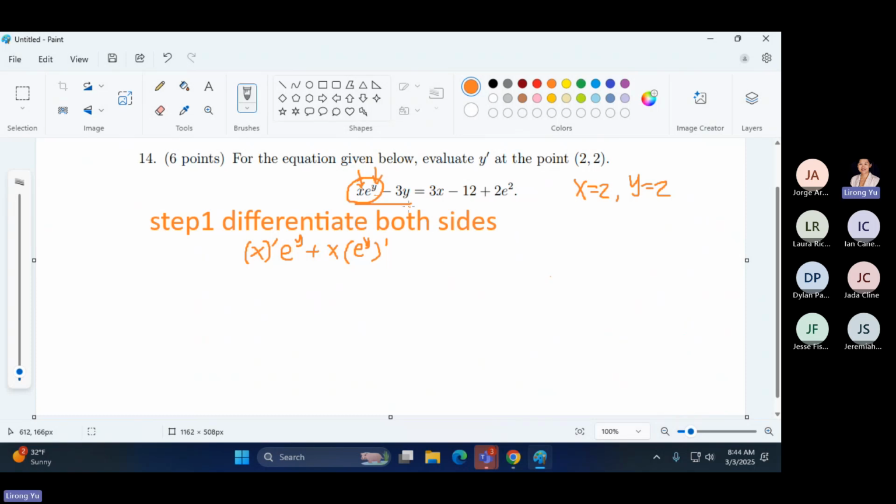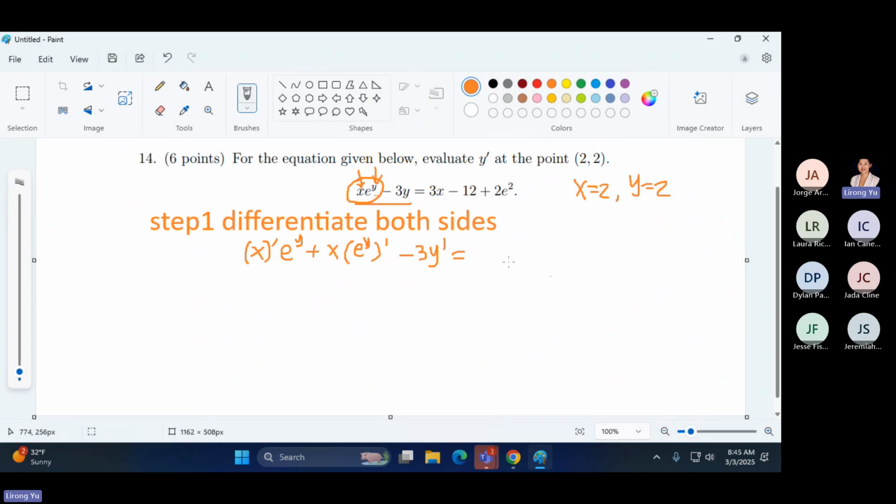Plus, there's one more term. There's a minus 3y, so second term. The derivative of 3y is 3, but then y being a function, you have to multiply by y prime. So it's really negative 3y prime. That's what we have if we differentiate this term.